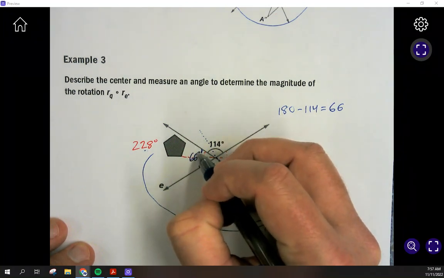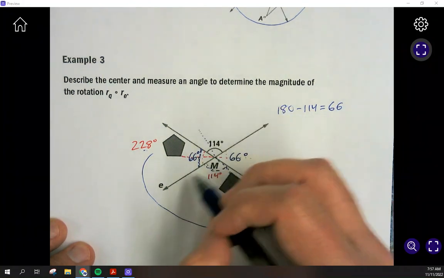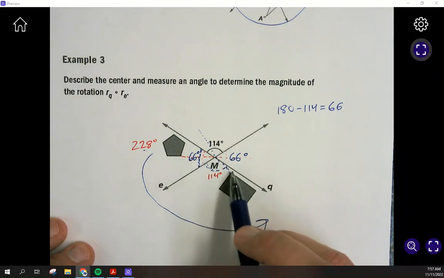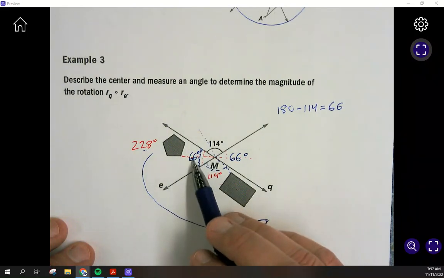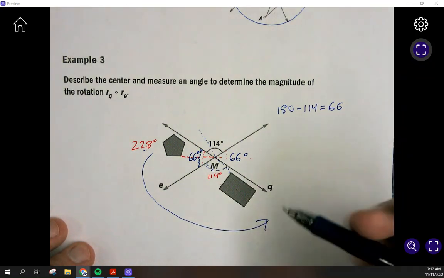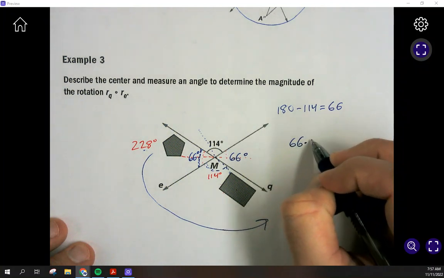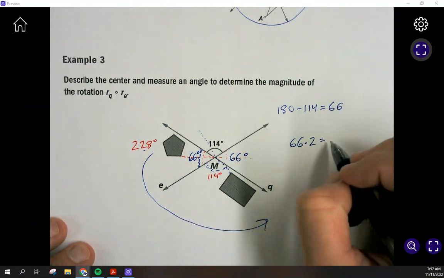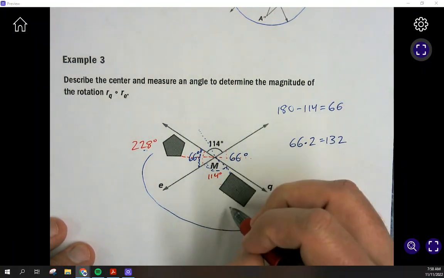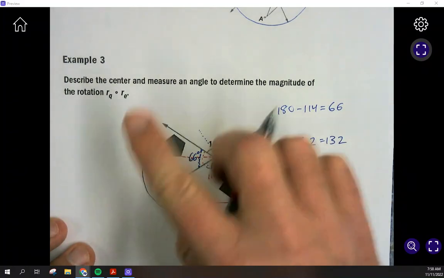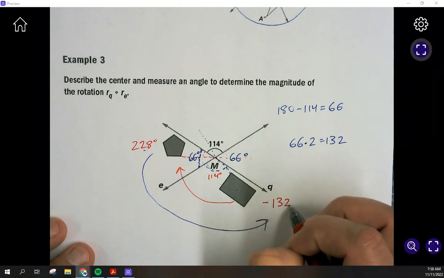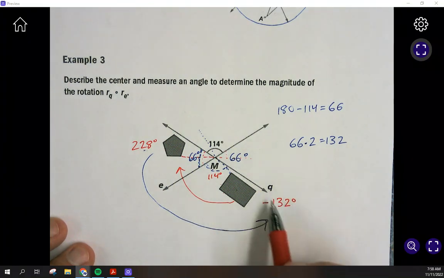This angle in here is 66 degrees. And if you just take a look at it, it's less than 90. That makes sense, 66. And so this is going to be half of what the rotation is. All I got to do is double this 66 degrees to figure out what that is. So 66 times 2. We'll write it out so when you go back to your notes, you can see it. 66 times 2 is going to be 132. And so this rotation, it's going to go this direction. That is now clockwise. So it's going to be a negative rotation of 132 degrees.